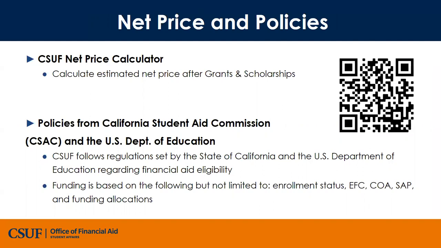We also want to take a moment to highlight the policies that the California Student Aid Commission and the U.S. Department of Education use to impact how we award students at CSUF. Here, we follow regulations set by the state of California and the U.S. Department of Education regarding financial aid eligibility. Funding is based on the following, but not limited to enrollment status, the EFC, the cost of attendance, and satisfactory academic progress, as well as funding allocation, among others.